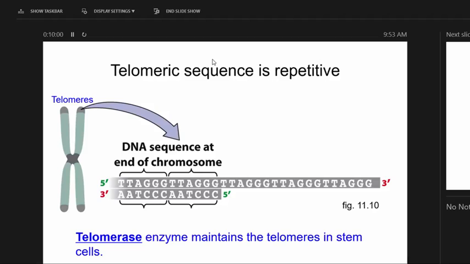But once a telomere gets so short, the cell knows it and will stop dividing. Because if it continues to divide, it will continue shortening, then there won't be any protection and the chromosome can come unraveled.